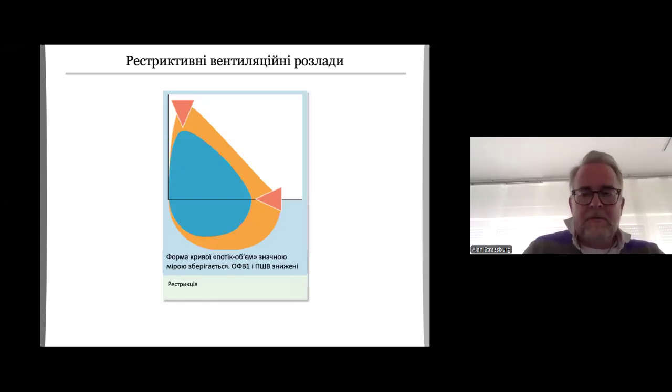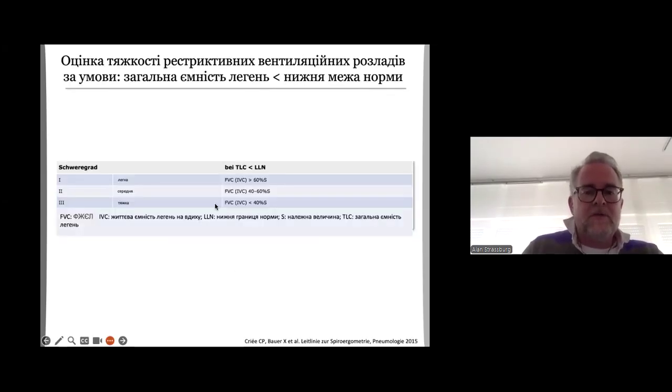And again, we've got references to divide between normal and pathologic. A light restrictive ventilation disorder would mean that the forced vital capacity is bigger than 60%. A medium deterioration is between 40 and 60%, and a heavy restrictive ventilation disorder is below 40%, with the forced vital capacity compared to a healthy lung function test.